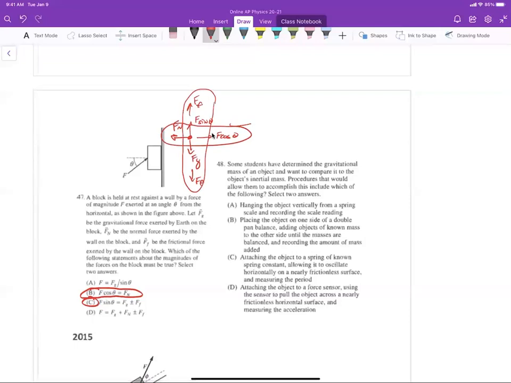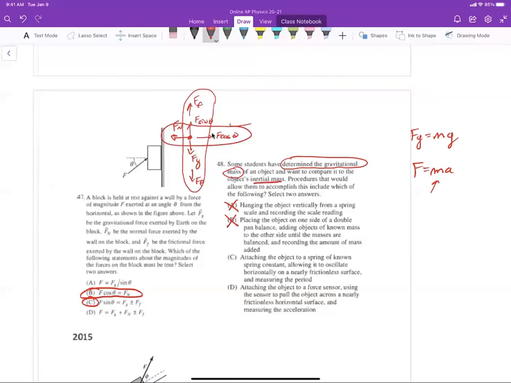Number 48, the students have determined already the gravitational mass. How you can determine that has to do with force of gravity equals mg. So any way that I could determine gravitational mass. They want to figure out a procedure that would allow them to compare to the inertial mass. Inertial mass has to do with acceleration. I have to measure the acceleration with a known force to define inertial mass. A is a procedure for finding gravitational mass.